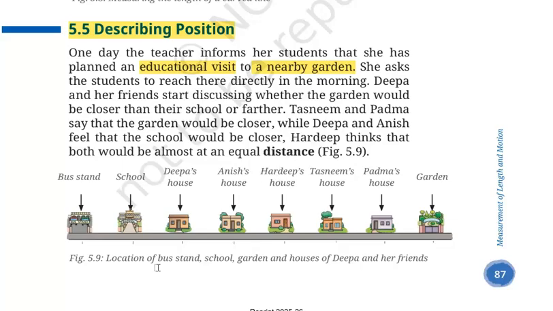Okay, so here you see there's a location of bus stand, school, garden and houses of Deepa and a friend. This is the school, this is the bus stand. Here first we have Deepa's house, then Anish, Hardeep's, Tasneem's, Padma's, and there's a garden over here.